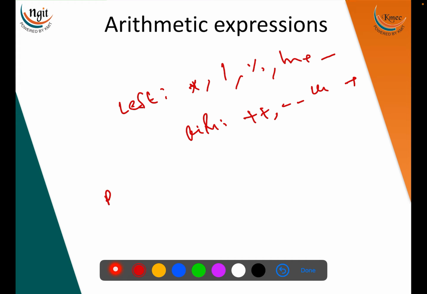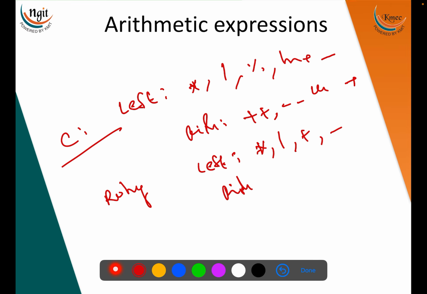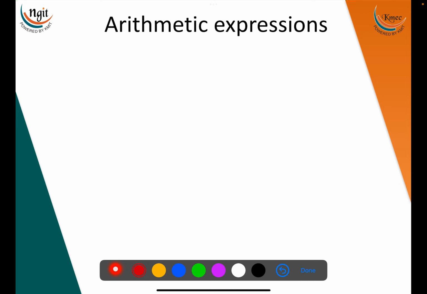If you take the other example, which is Ruby: left associativity is multiplication, division, plus and minus. Right associativity is exponential. And now we'll talk about when it is given in parentheses, then obviously parentheses will get evaluated first, irrespective of left and right and all.